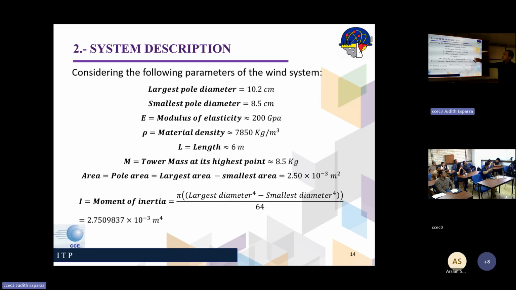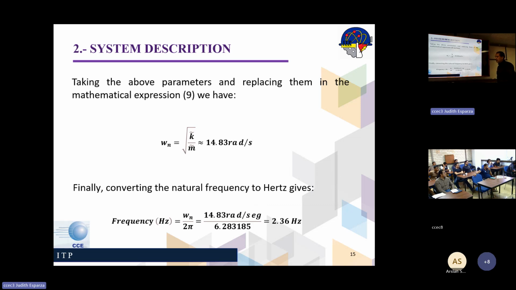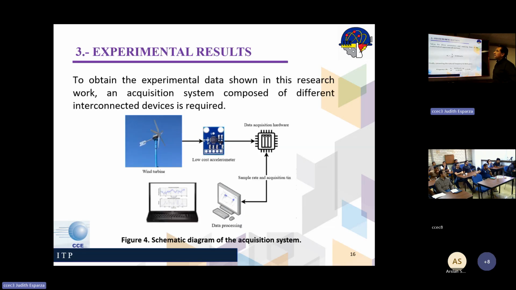With these parameters that we took from the wind turbine system, we finally found a natural frequency of 2.36 hertz in this analytical calculation. So now, number 3, experimental results.